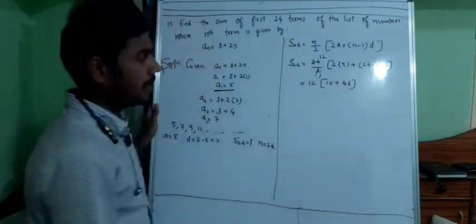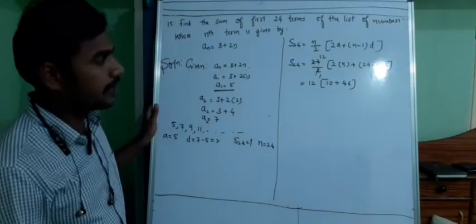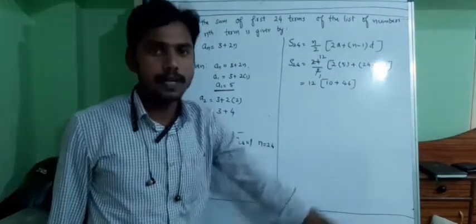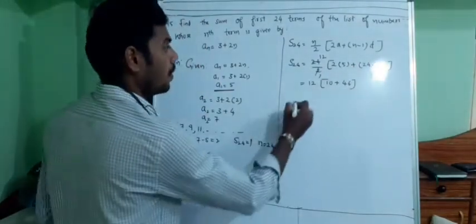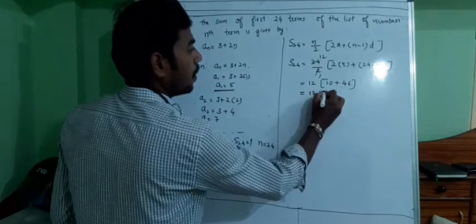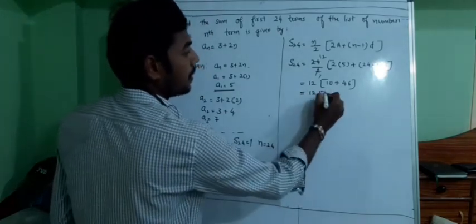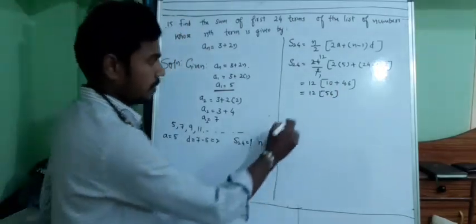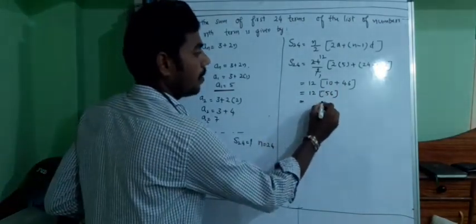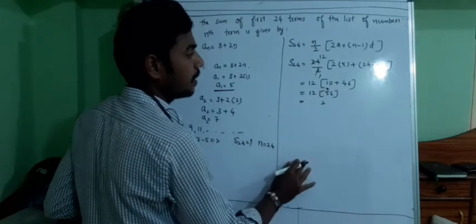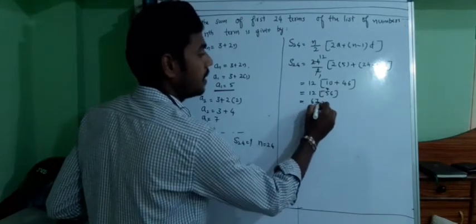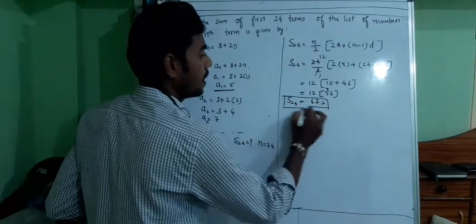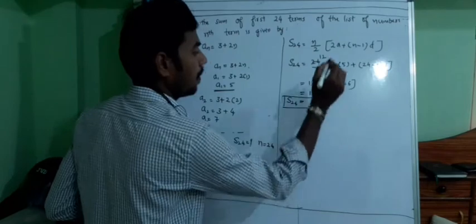If you want to write, you can extend one more step, but it doesn't make any sense. See, 24 minus 1 is nothing but 23. 23 double it, 46. So 12 into 56. 46 plus 10 is nothing but 56. So 12 6 is 72, carry 7. 12 5 is 60 plus 7, 67. That is 672. That is S24 is equal to 672. Please note this down.